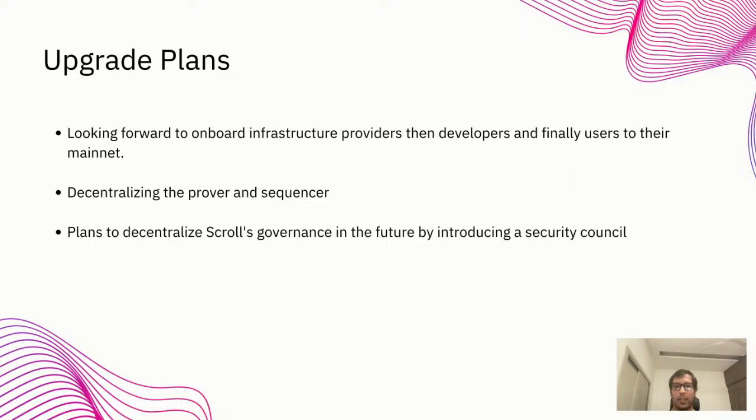And I think the second point is, as this is a concern for all zero knowledge rollups, that they are planning on decentralizing this architecture of the prover, verifier, etc. And finally, Scroll also plans on introducing a security council, which will be in charge of the future development that the chain will undergo.